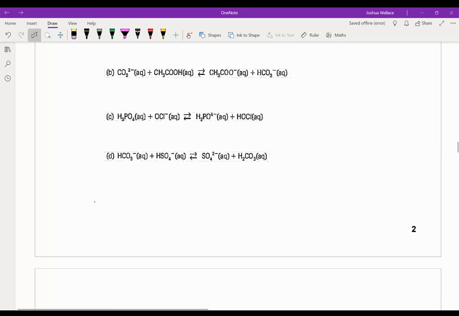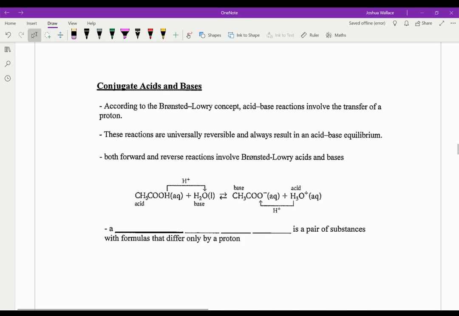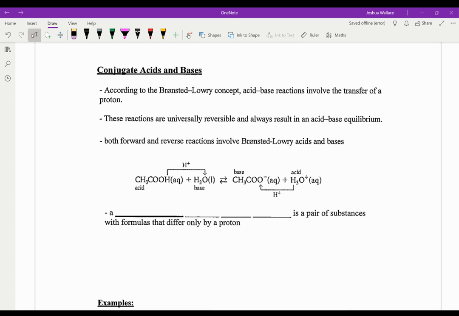So we're going to hop on to the next page here, which is talking about conjugate acids and bases. According to the Bronsted-Lowry concept, acid-base reactions involve the transfer of a proton. A proton is usually going to be our H+, but it can be something else. These reactions are universally reversible and always result in an acid-base equilibrium. Both forward and reverse reactions involve Bronsted-Lowry acids and bases.